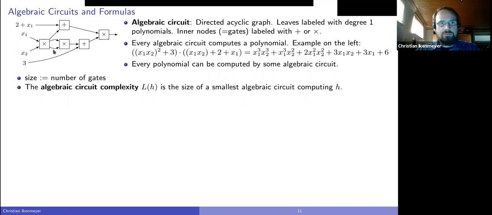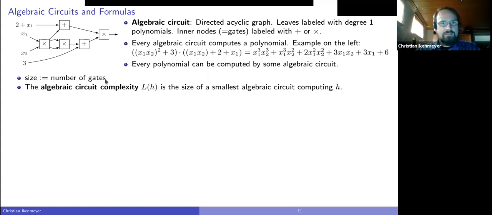Where x1 times x2, you square it, you add the 3, you take x1 times x2, you add this 2 plus x1, and then you multiply them, right? So it gives you this polynomial here. Of course, every polynomial can also be computed by some algebraic circuit, but you can just do it monomial, each monomial on its own, for example.